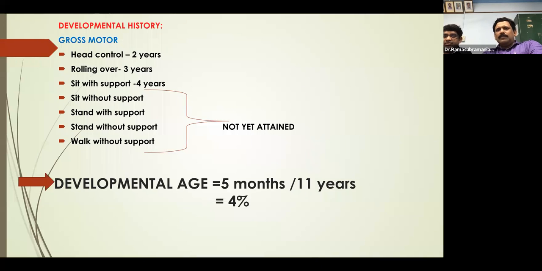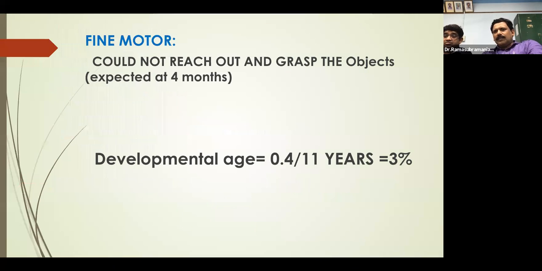So development history, the gross motor, the child has developed only up to 5 or 6 months. Sitting with support comes by 6 months. So 5 to 6 months is the developmental age for the gross motor. Fine motor, practically the child has not attained anything. That's what you are telling.